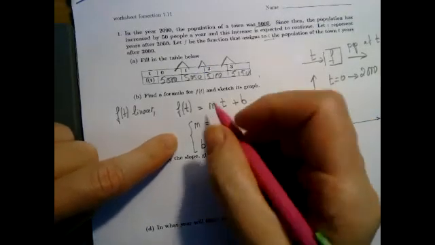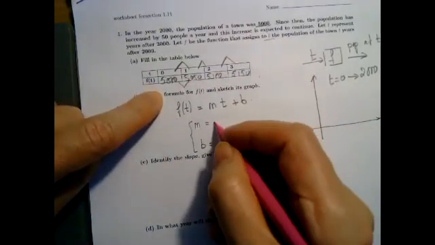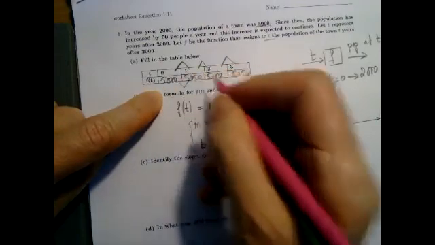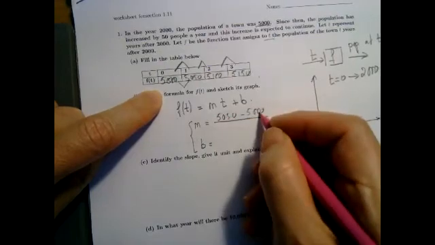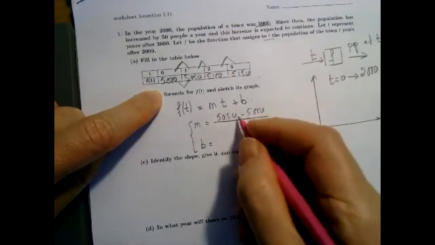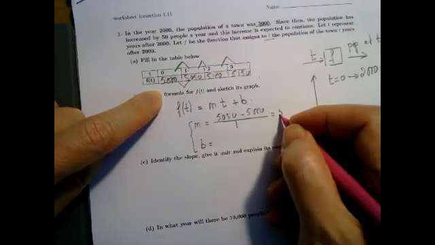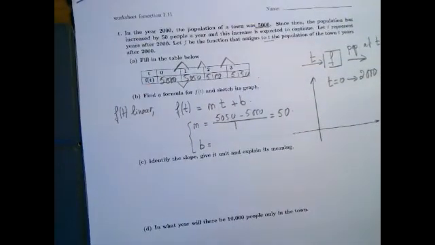50. The slope, if you ever forget, is the change. So here, the population, I take any two points, 5,050 minus 5,000, that's by how much it grew within a year, divided by 1 minus 0. So that's equal to 50. So the slope is really how much it's growing per year.